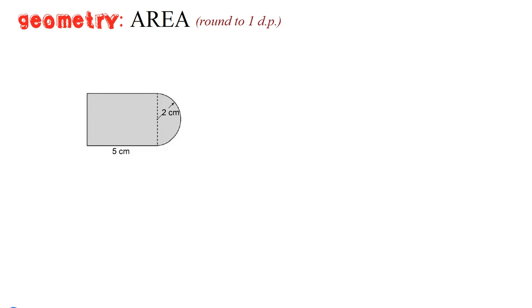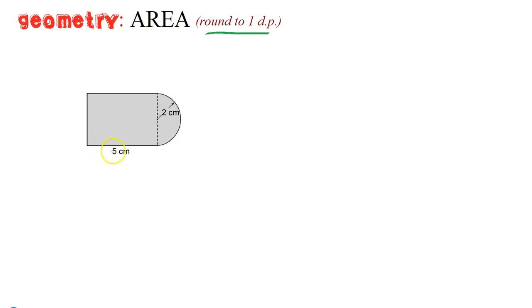So here we have a compound shape that's made up of a rectangle and a semicircle, and we are being tasked with finding the area, and we have to round our final answer off to one decimal place. So let's go about it. First of all is to find the area of the rectangle, because that's the easiest.